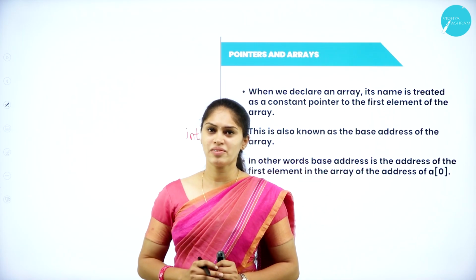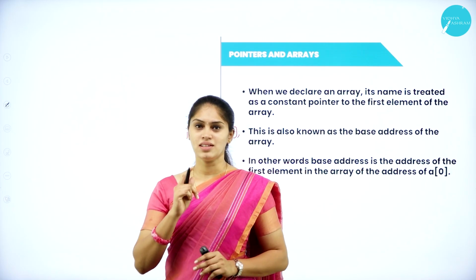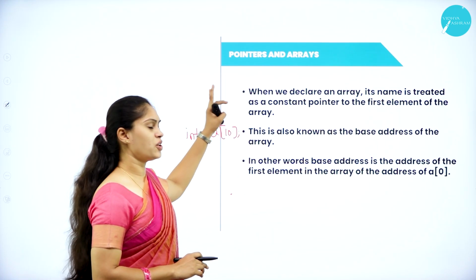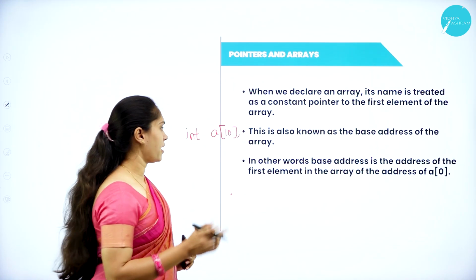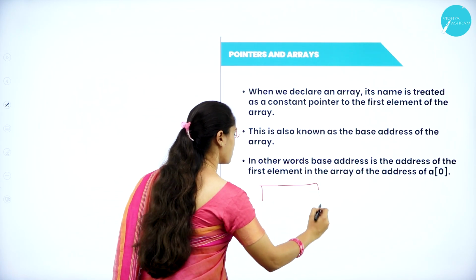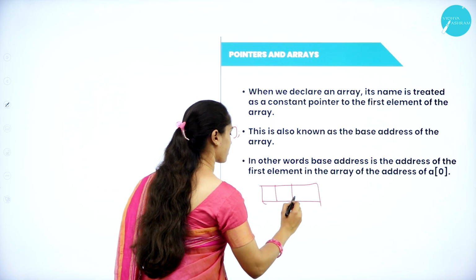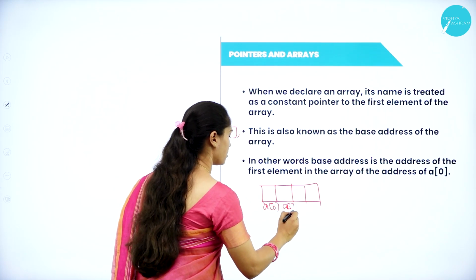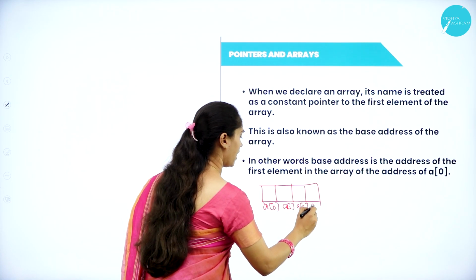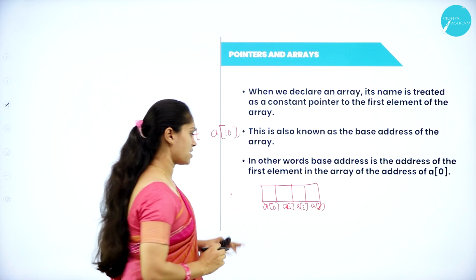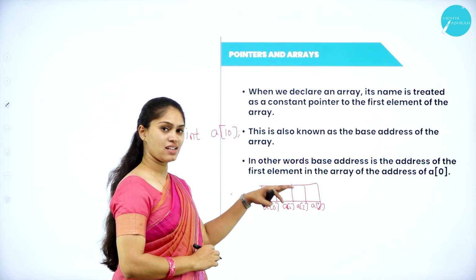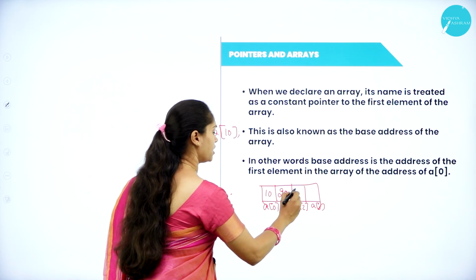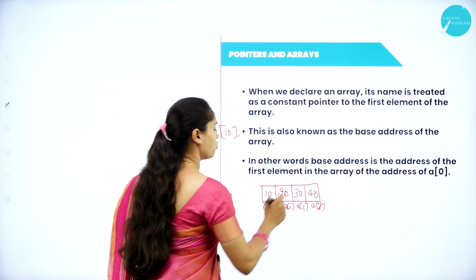And you have to remember one thing, array index starts from 0. So what is the relationship between pointers and arrays? For example, let me take this one: A of 0, A of 1, A of 2, and A of 3. I have 4 elements, but index starts from 0. I am going to give values like 10, 20, 30 and 40.